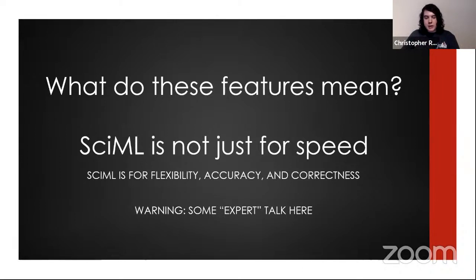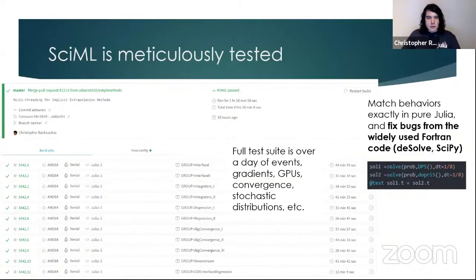Right, so one of the keys is that this Julia SciML ecosystem is not just for speed, it's really about flexibility, accuracy, and correctness. There's going to be some expert talk here, but I really want to showcase a few examples of how some methods can go wrong and how utilizing this ecosystem can make sure that you can be robust to these different scenarios. So I want to start by saying that this Julia SciML ecosystem is very meticulously tested.